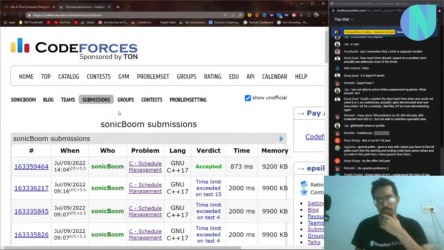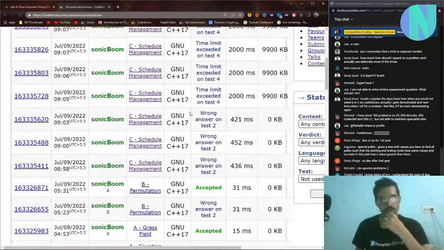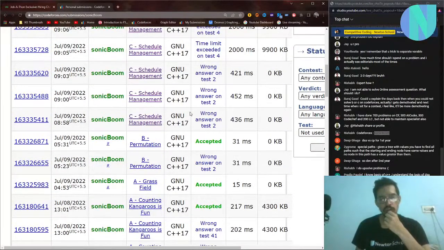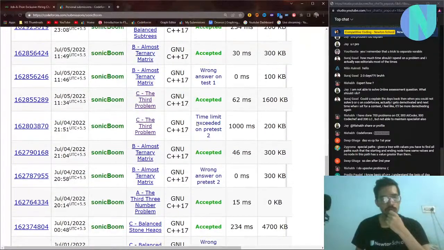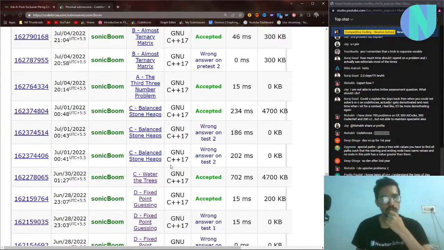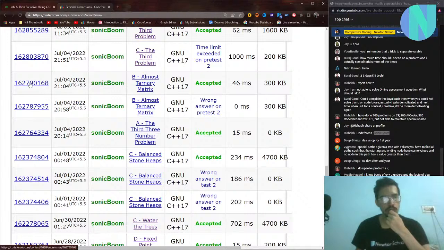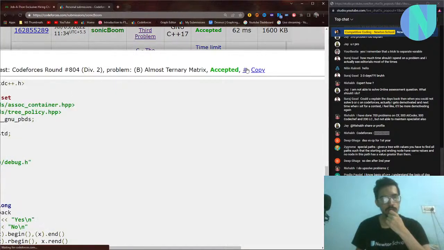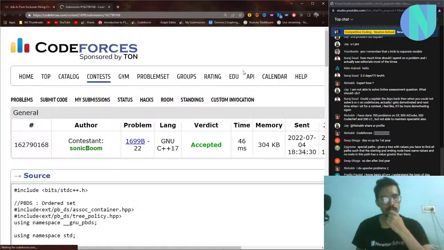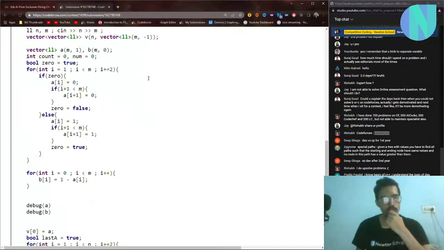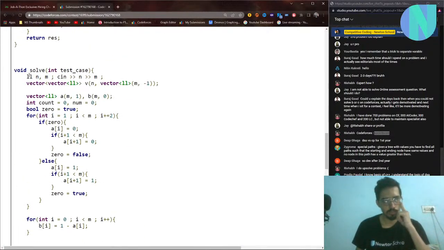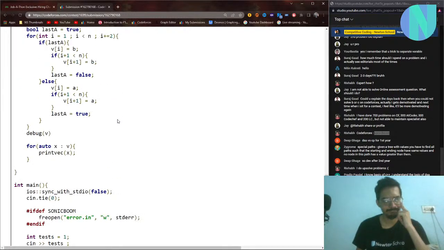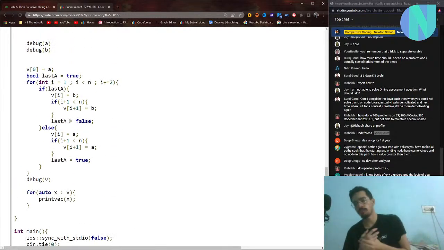Does macros matter in CP? No, not that much. I think tourist hardly uses any macro, and he's a top rated. Oh, here's your problem B. The implementation is not that big, so I think you should work on your speed itself.